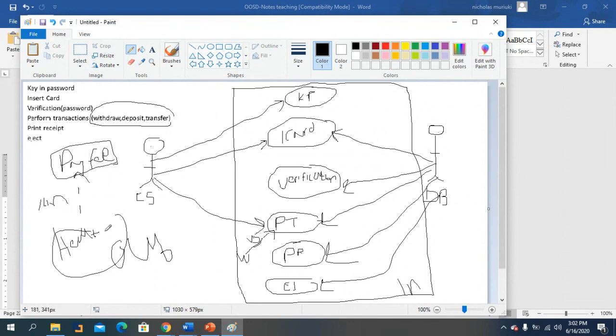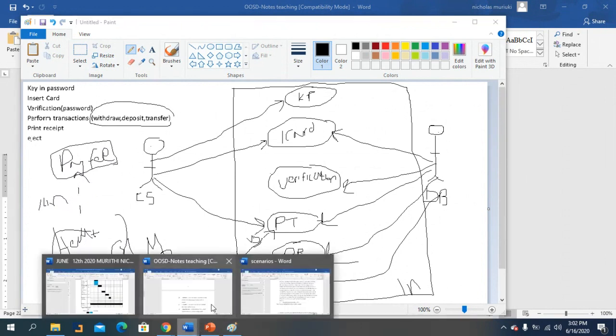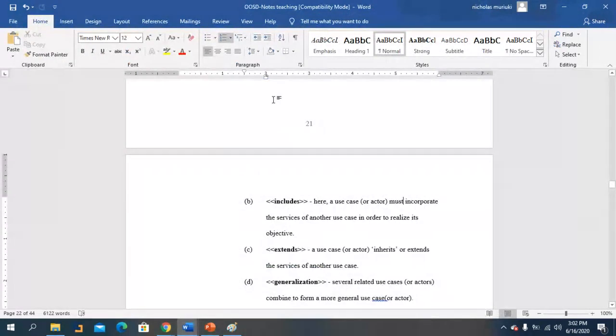So the moment you use include is when you are referring to a use case that must depend on another one, so that it can fulfill its objectives. So that's why we are saying, when you pay fee, you are now mandated to go to the hospital and you are supposed to be treated for any disease that we have in that hospital. So in this case, include is part of the relationships that we have. Extend means we are inheriting. There are some things that we are inheriting.